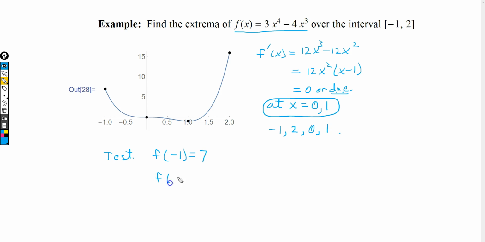f of 2. If we put 2 in here for x, you can check that we will get back 16. So there are our endpoints, and then our critical numbers. Well, if we put 0 in here, obviously we get back 0. And if we put in f of 1, we're going to get back 3 minus 4. That's going to be -1. So we see right here, this is our absolute maximum.